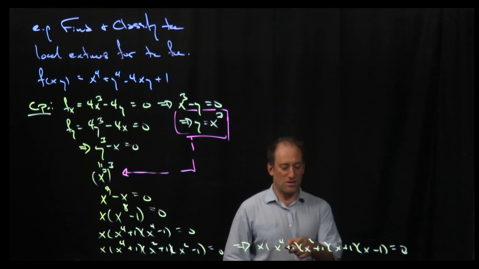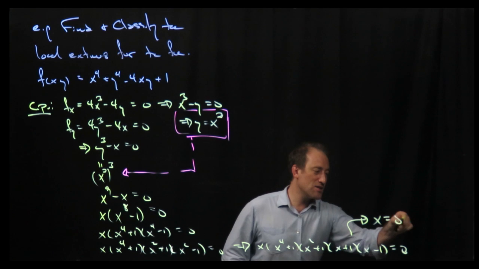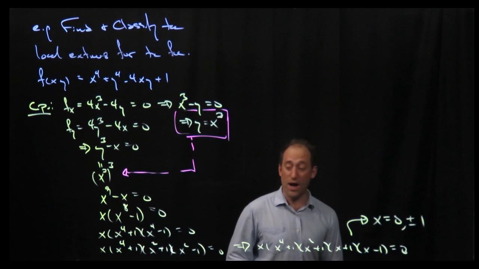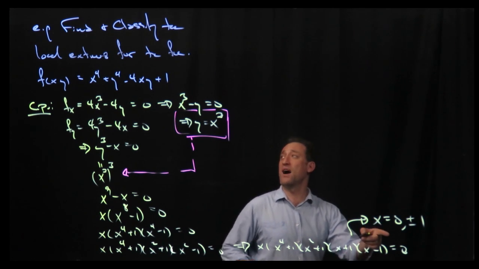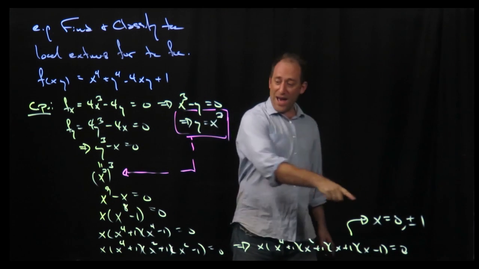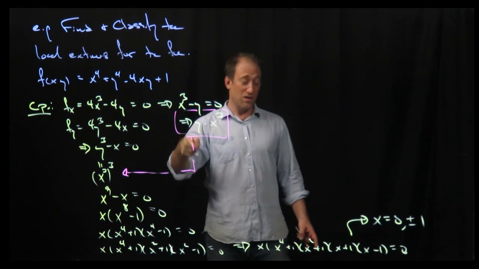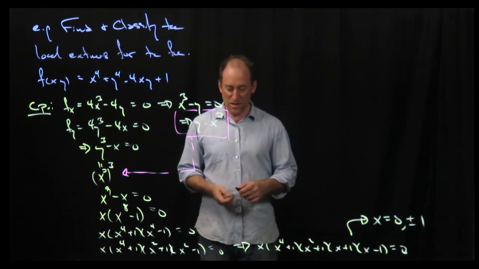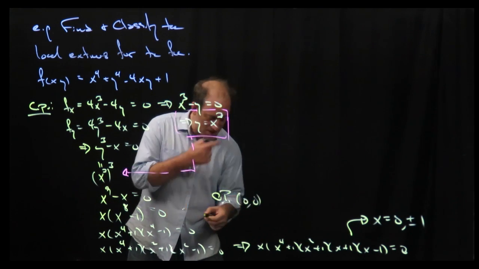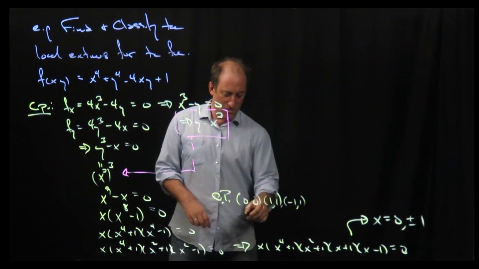Because x to the 4th plus 1 and x squared plus 1 don't factor, this gets me x is 0 and plus or minus 1. Super. What are the y values that correspond to this? If I plug this back in, when x is 0, I get y is 0. When x is 1, I get y is 1. When x is minus 1, I get y is minus 1. So I've got critical points (0, 0), (1, 1), and (minus 1, minus 1).